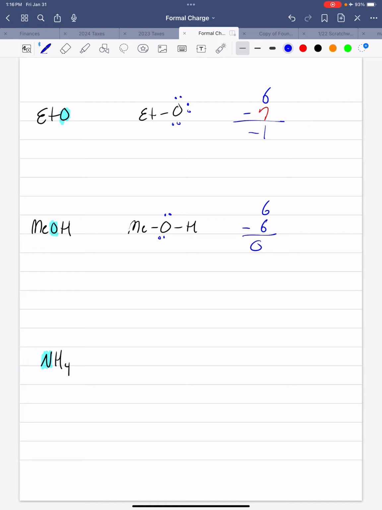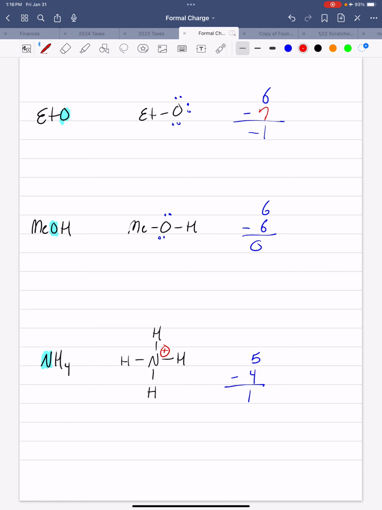Let's try one last example. We've got NH4, so we're going to have a nitrogen, surrounded by 4 hydrogens, covalently bound to each. And no missing lone pairs here. 2, 4, 6, 8. No lone pairs needed. Nitrogen is in the 5 column, so 5 minus, and from that we're going to subtract 1, 2, 3, 4. 5 minus 4, plus 1, and that's really all there is to formal charge.